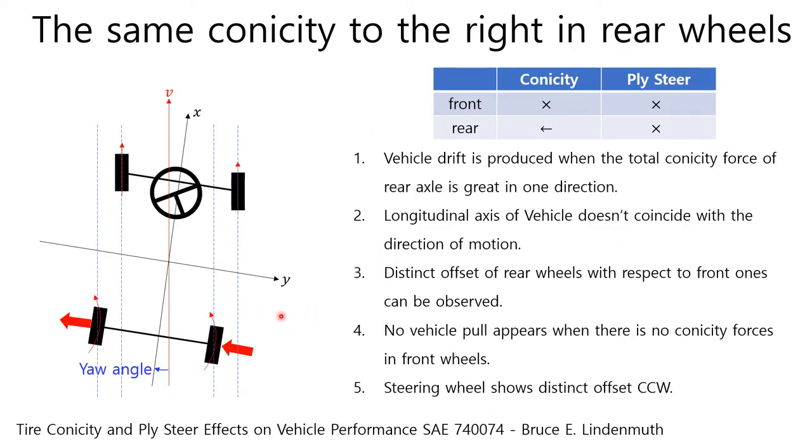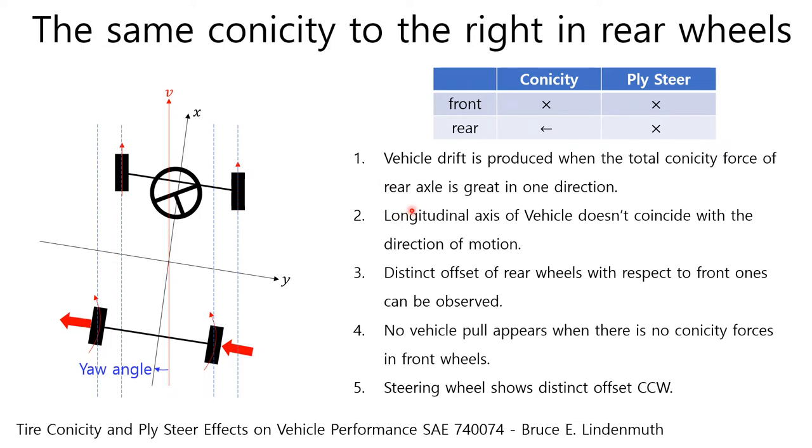This time, as shown in this figure, let's find out what happens when the residual cornering forces due to conicities generated in one direction on the rear wheels are in the left direction. The contents up to number 4 are the same, but since they are important, let's repeat them for review.